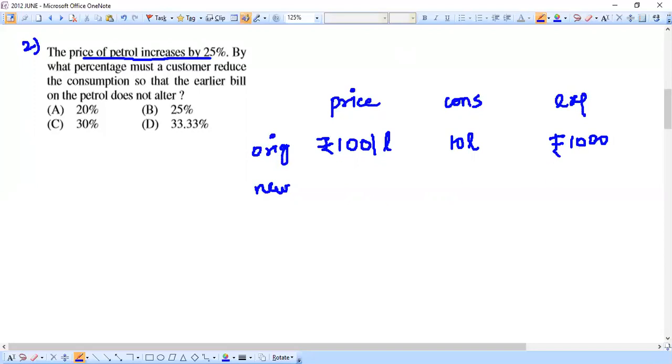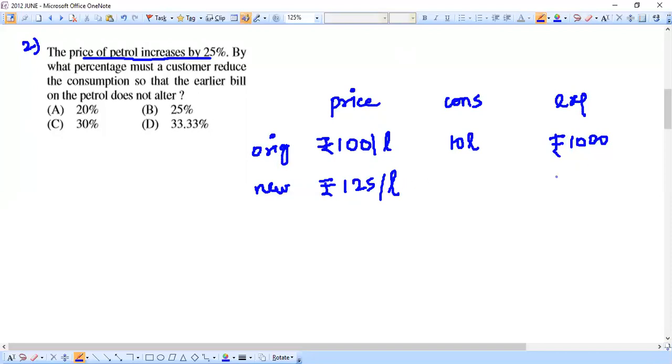And what is our question? If the price of the petrol is increasing by 25%, what should be the new price of the petrol? Original price was 100 according to our assumption, and what would be the new price? New price would be 25% more. That means 100 plus 25% of 100. We know that 25% of 100 is just 25, so the new price would be 125 rupees per liter. Original price was 100 rupees per liter, but new price is 125 rupees per liter.